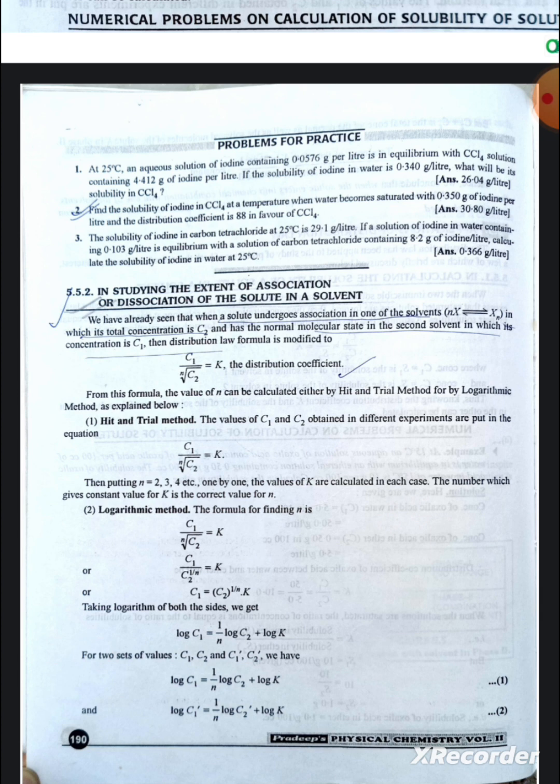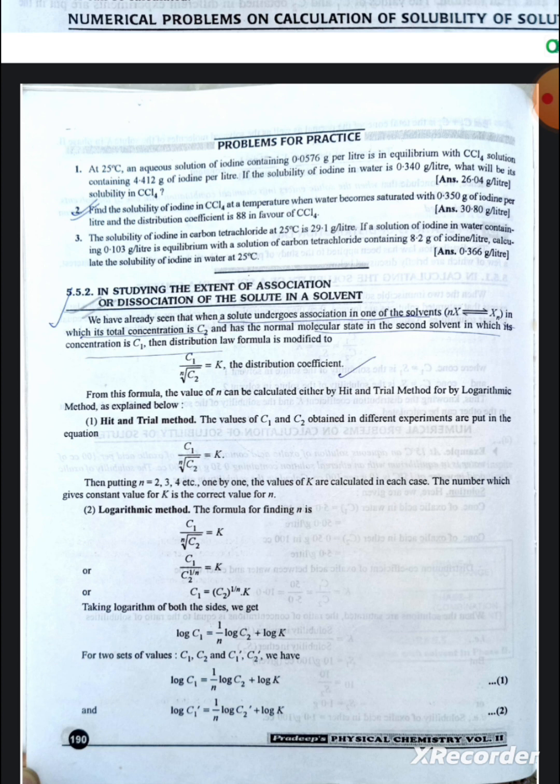From this formula, the value of n can be calculated either by hit and trial method or by logarithm method as explained before. First is the hit and trial method. The values of C1 and C2 obtained in different experiments are put in the equation C1 by nth root of C2 is equal to K. Then putting n is equal to 2, 3, 4 etc.